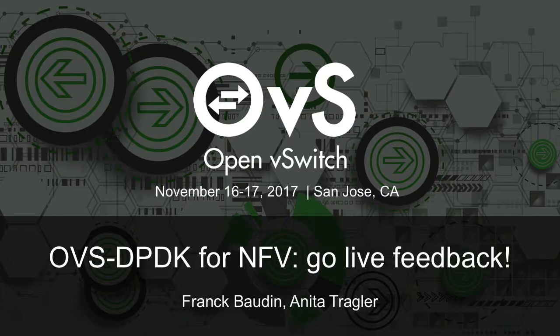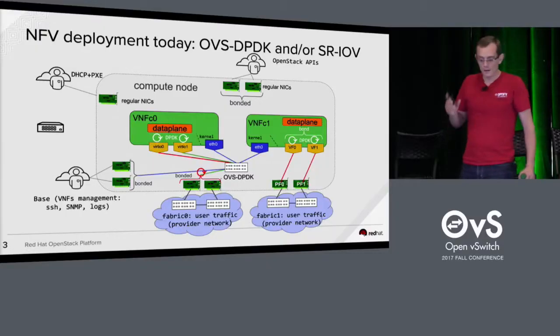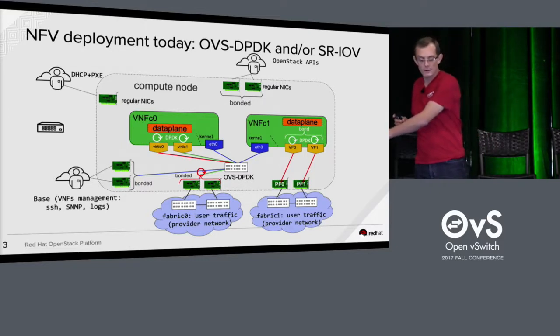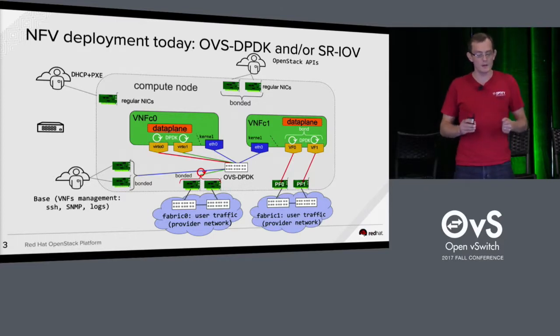Hi, everyone. So I'm going to present you first what a typical NFV deployment with OVS-DPDK looks like today. This is a typical compute node used in NFV deployment today. On this compute node, you have OVS-DPDK in the center. On the right, you have a VM running an SRIOV-based VNF. And on the left, you have a VNF running on top of OVS-DPDK for the data plane interface. Just to say that today we can collocate SRIOV and vhost user-based VNF on the same compute node.